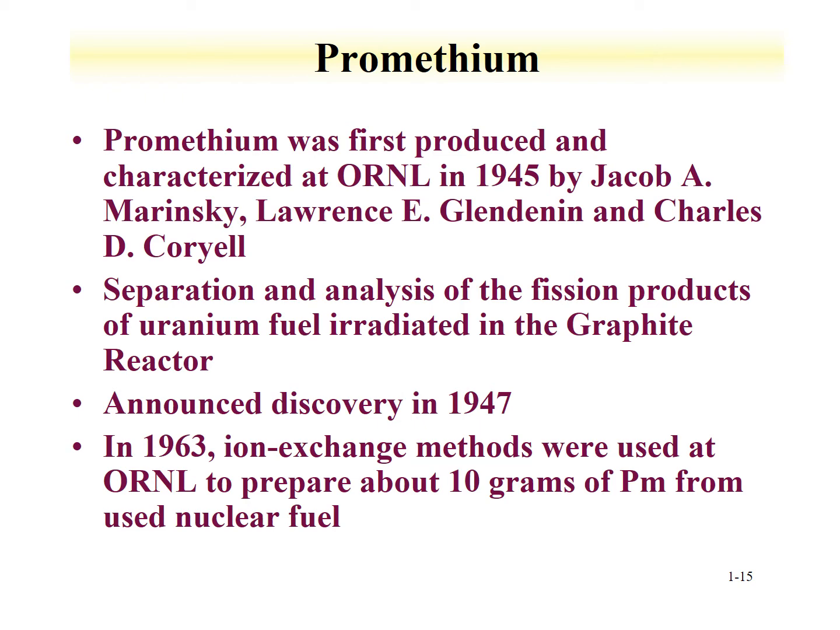It was separated, and the analysis of fission products of uranium fuel irradiated in the graphite reactor at Oak Ridge showed the presence of this element. It was announced in 1947, 2 years after the discovery, and in 1963 they made about 10 grams of promethium from used nuclear fuel, so a large amount that one could do real chemical studies on.